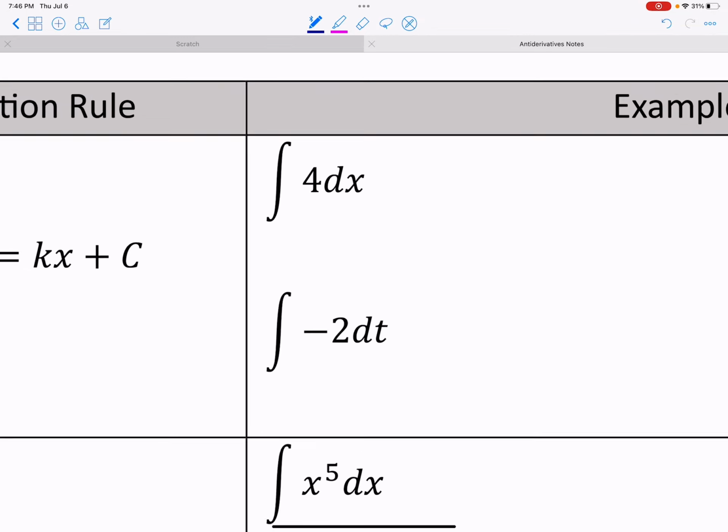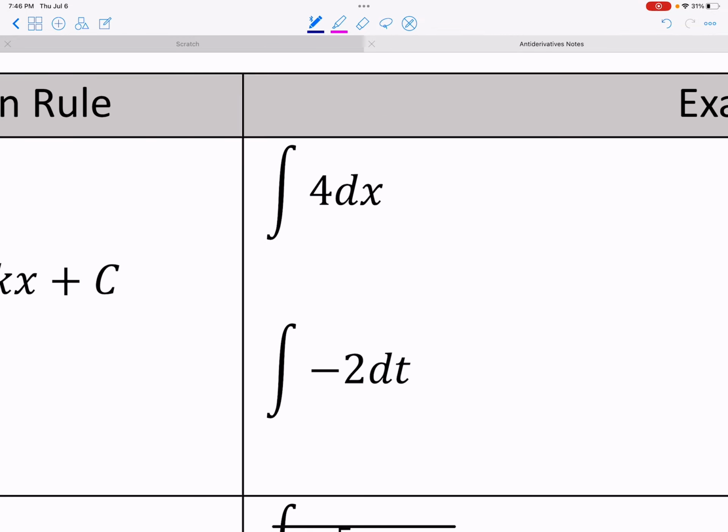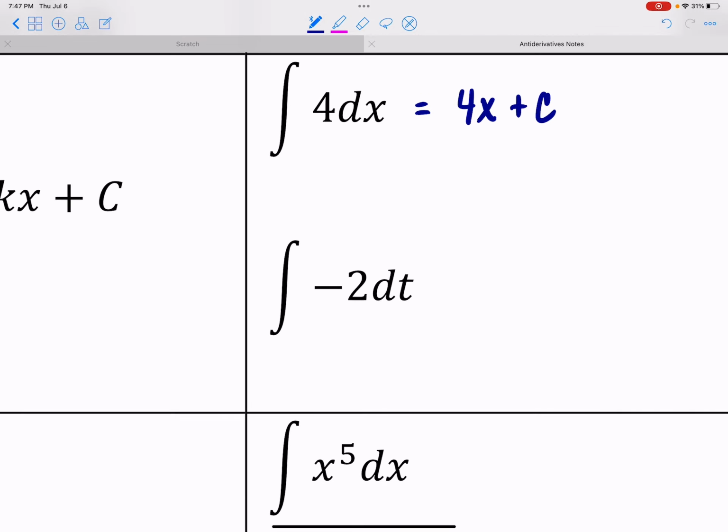So for instance here, we're looking for a function given that its derivative is 4. So if its derivative is 4, that function had to be 4x. If I took the derivative of 4x, that would take me back to 4. And then we're going to say 4x plus c, because the derivative of 4x plus c would also be 4. Okay? If it was the integral of negative 2 dt, that means we differentiated with respect to t this time. So instead of negative 2 times x, this would be negative 2 times t plus c.